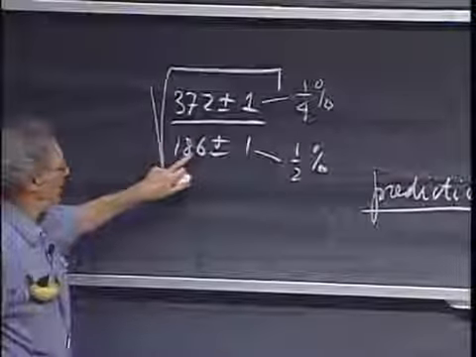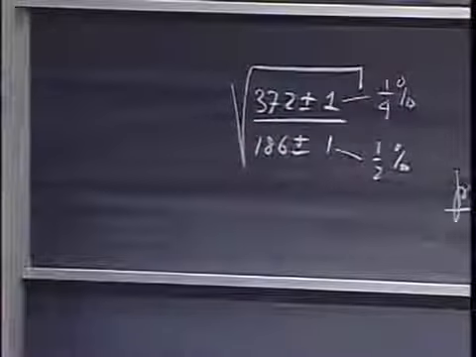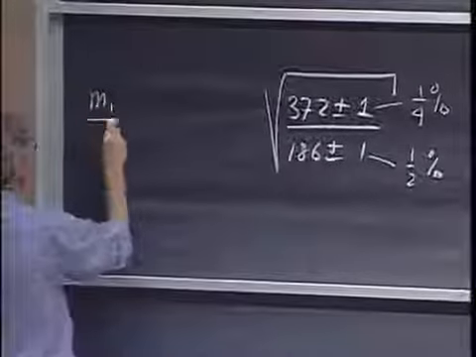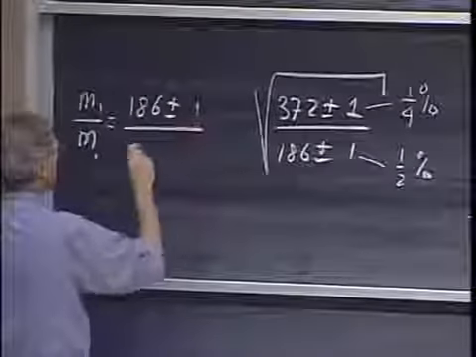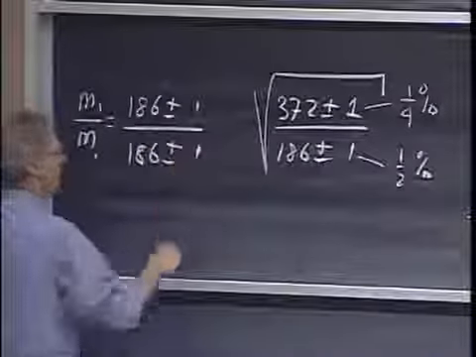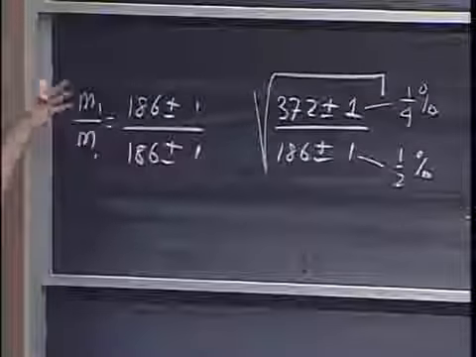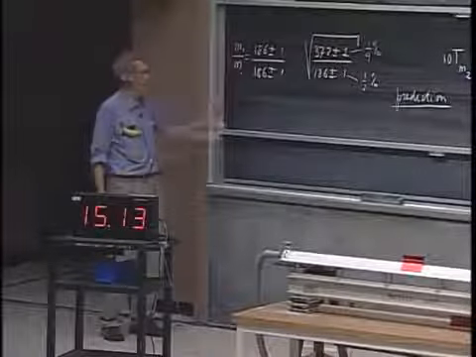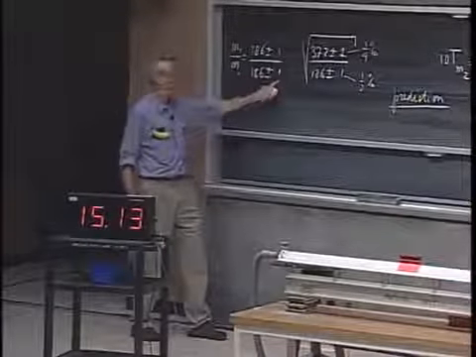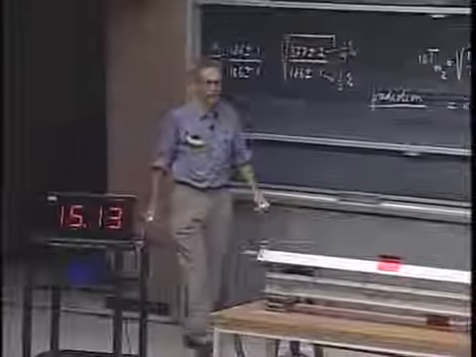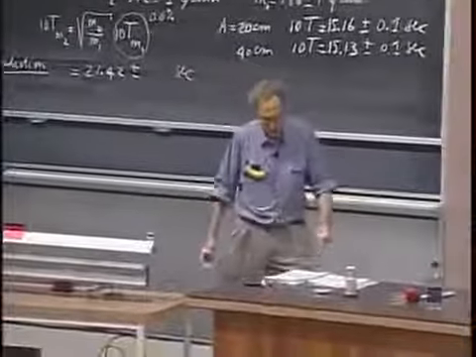See, the 186 is included in the 372. The best way I can show you this, suppose I measured M1 divided by M1, which would be 186 plus or minus 1 divided by 186 plus or minus 1. That number is 1 with 100 zeros. This number is 1. You have the mass of one object, you divide it by the same object. Whereas if you would say, this is a 0.5% error, and this is a 0.5% error, you would say the ratio has an error of 1%, and that's not the case. So I will not bother you with that. I will not hold you responsible for that.